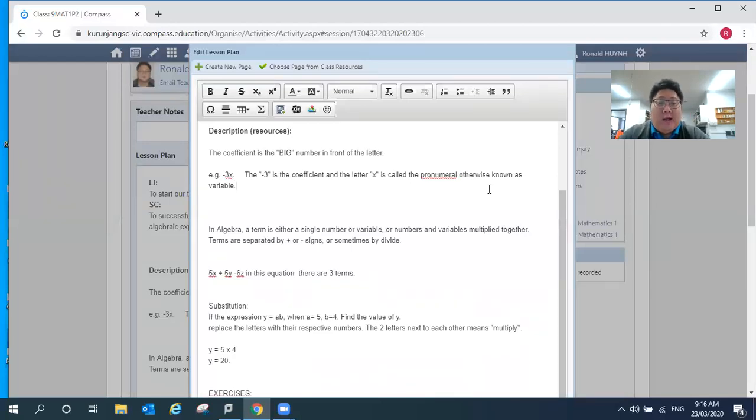Also in algebra, the word term is very important. The definition is either a single number or variable, or numbers and variables multiplied together. Terms are separated by plus or minus, and sometimes even divide. For example, down here, I put an example there.